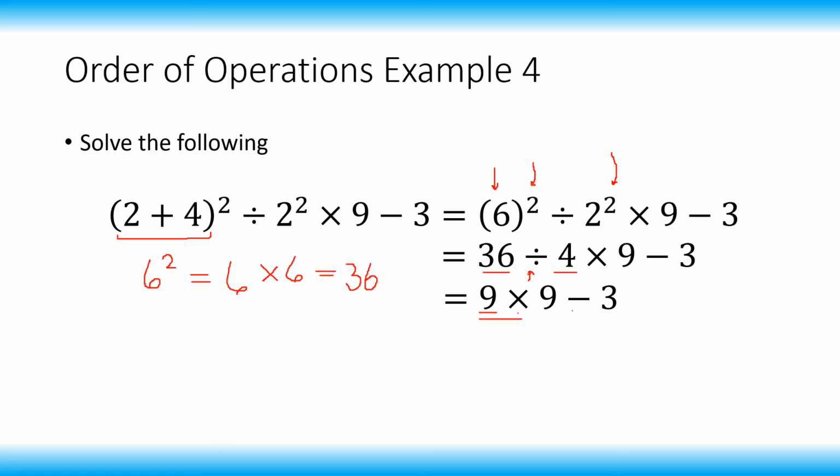So we do the multiplication. 9 times 9 is going to be 81. So that's where this 81 comes from. And then all that we have left is our last operation, which is subtracting 3 from that, which gives us a final answer of 78.